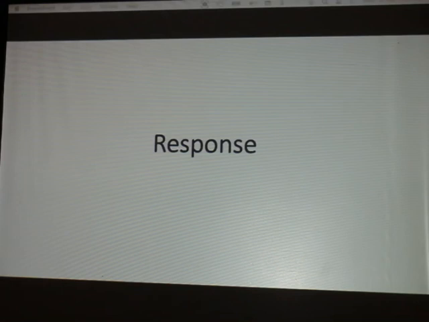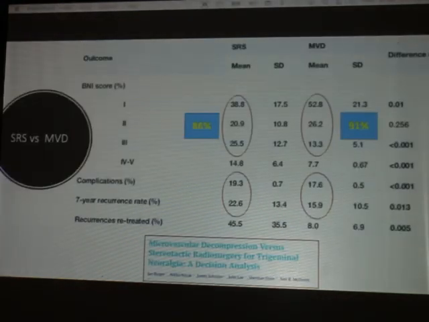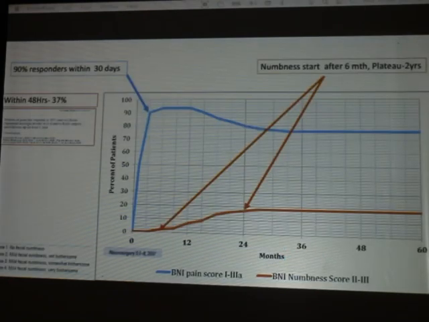And what are the results we see with trigeminal neuralgia, which have been very well reported in the literature? The pain control is to the tune of 80 to 90%, and approximately 40% of patients respond within the first 48 hours, but the maximum number of patients respond within 30 days of treatment.